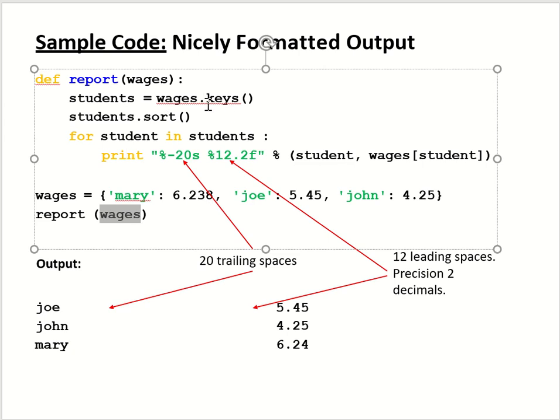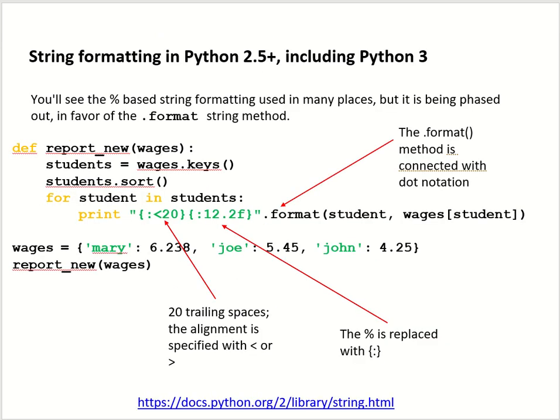So call this report function passing wages. It's going to take all of the keys out, sort them alphabetically, so we get Joe, then John, then Mary. It's going to print out the name of the student, 20 spaces, then 12 spaces, and their wage with a precision of 2 decimals. So Mary's 623.8 becomes 623.80. Now this format is Python 2.